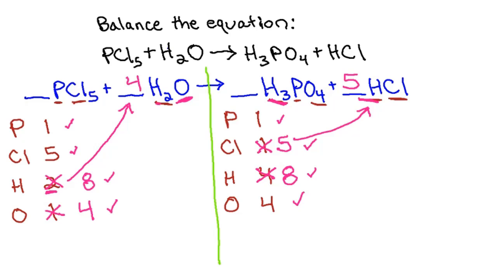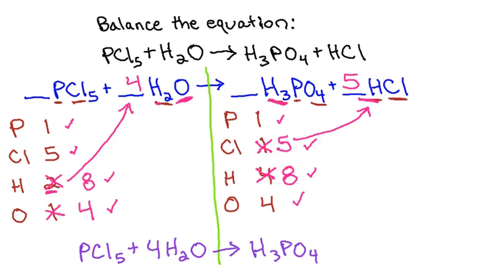So the answer is going to be PCl5 plus 4H2O yields H3PO4 plus 5 HCl. And there's your balanced equation.